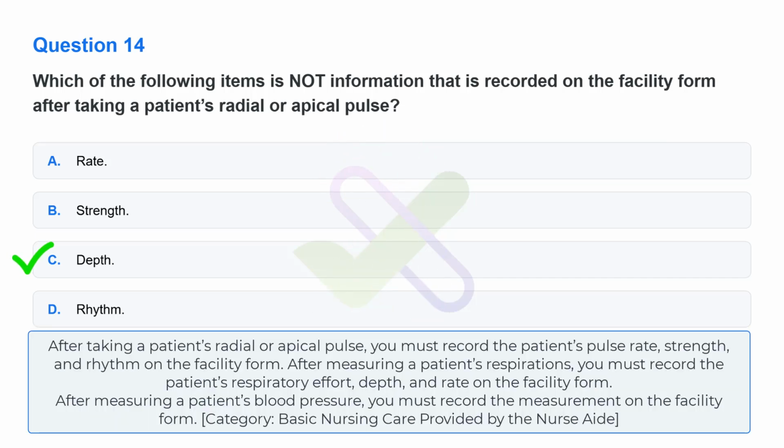The correct answer is C. Depth. After taking a patient's radial or apical pulse, you must record the patient's pulse rate, strength, and rhythm on the facility form. After measuring a patient's respirations, you must record the patient's respiratory effort, depth, and rate on the facility form. After measuring a patient's blood pressure, you must record the measurement on the facility form. Category: Basic nursing care provided by the nurse aide.